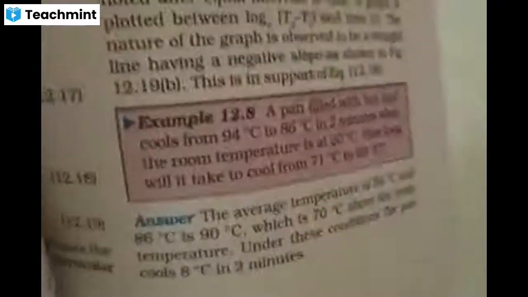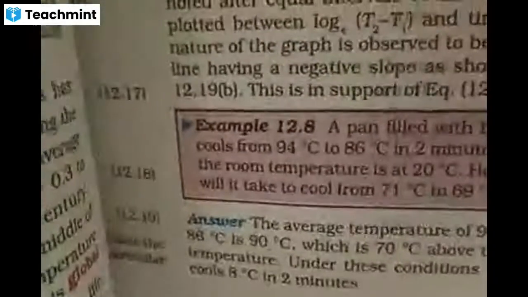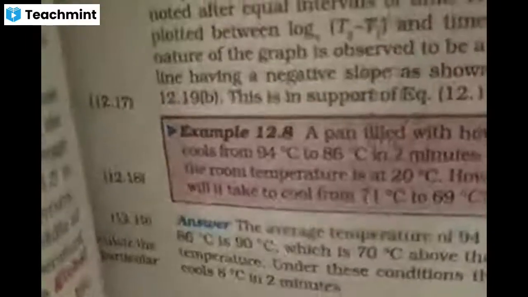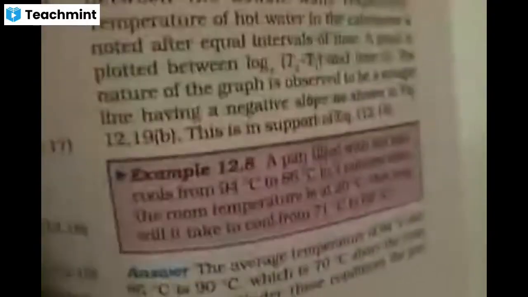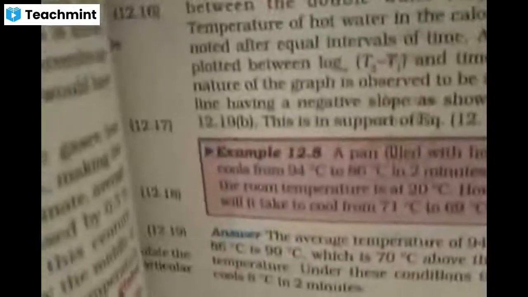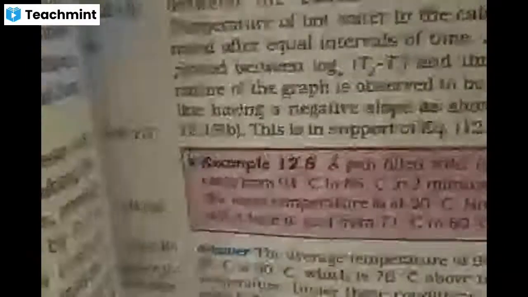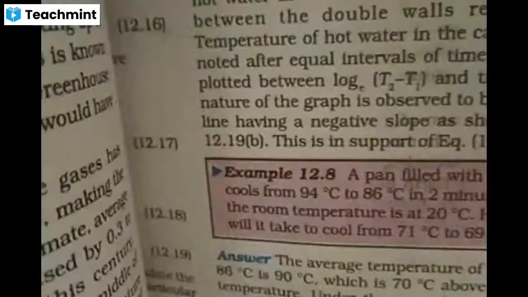No answers. Don't look at the solution, try to answer this. T2 is, yes, Nikhil answered, right. T2 is 94, not 96, 94 it is, right. T1 is 86, right. T1 is 86. What is T0, the room temperature? 20. Time, 2 minutes. You know the basics now, clear.